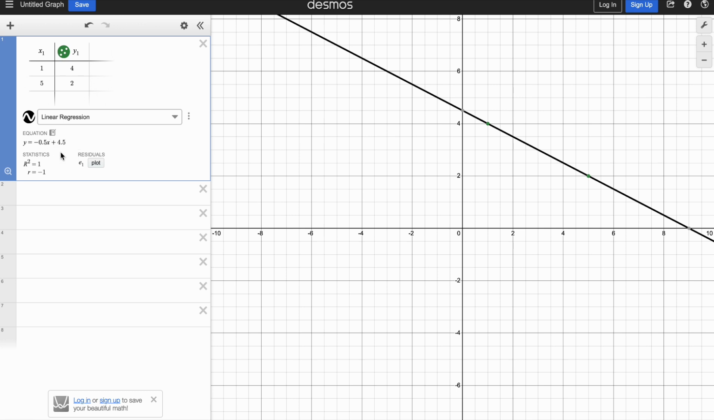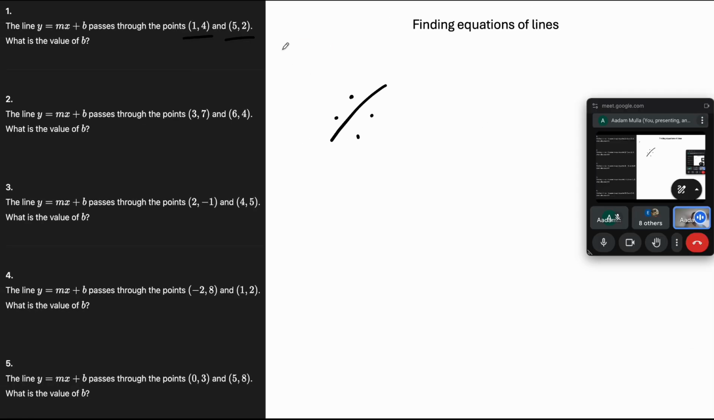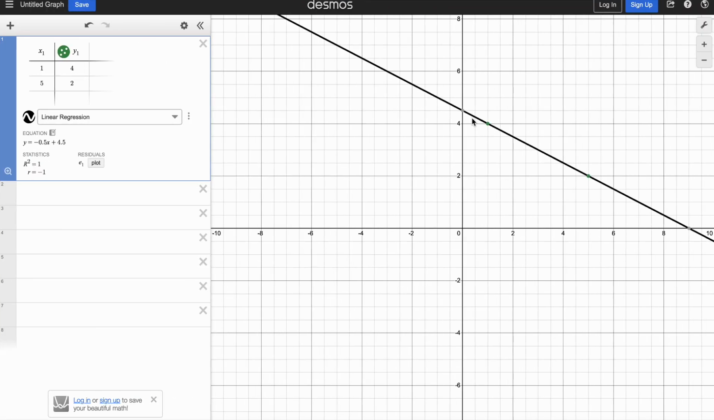Y equals minus 0.5x plus 4.5. This question is asking me for the value of B. What's the y-intercept? It's 4.5, or you could also see on the graph it's 4.5.